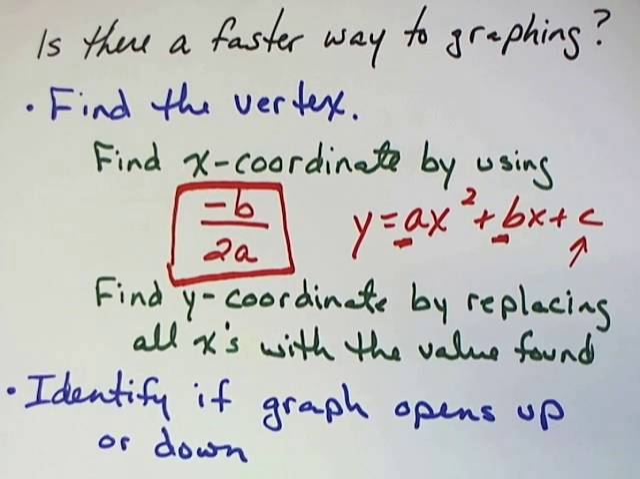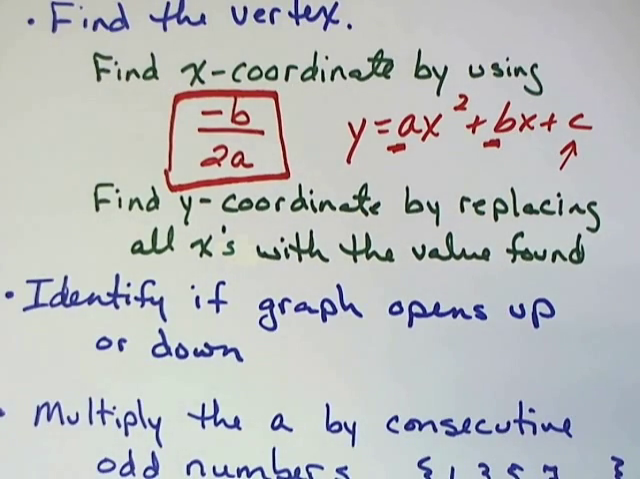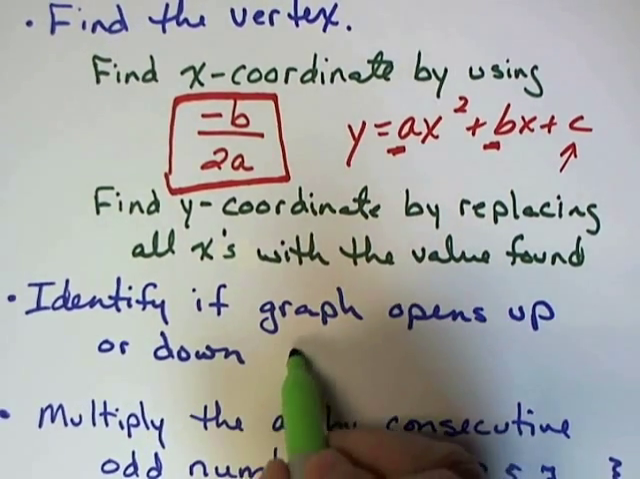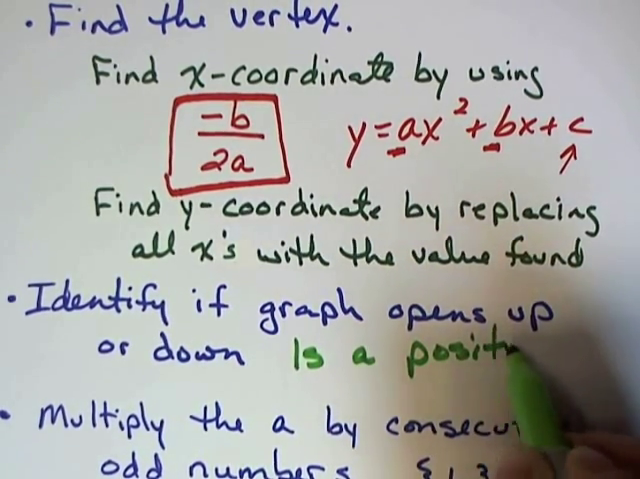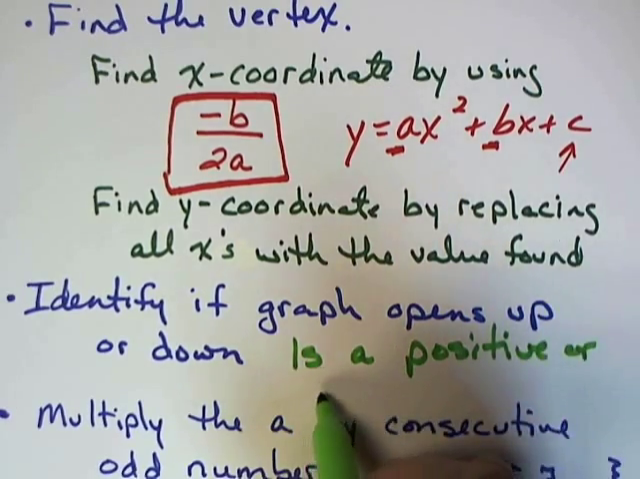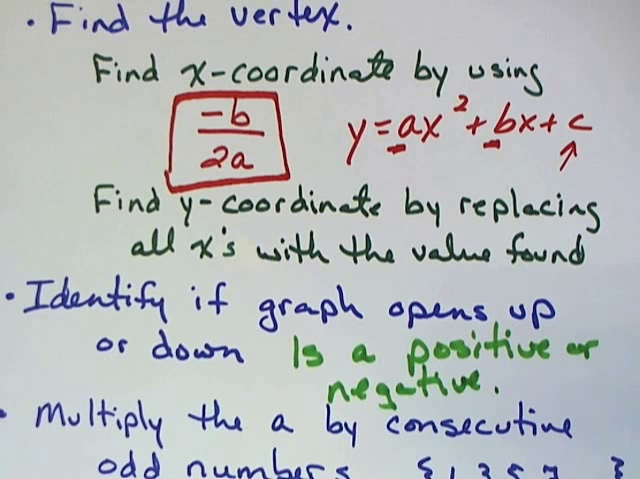After you find the vertex, we identify if the graph opens up or down. Once again, that depends on your a value. Is a positive or negative? If you're in a good mood, you're going to smile and it's going to open up. If you're in a bad mood, you're negative and you're going to frown and it'll open down.